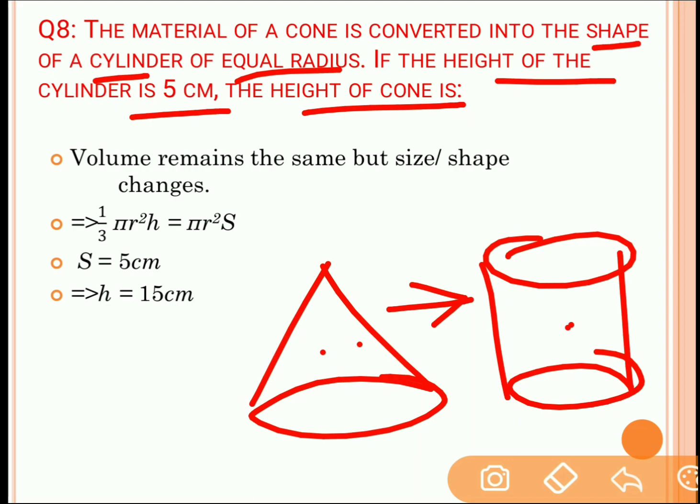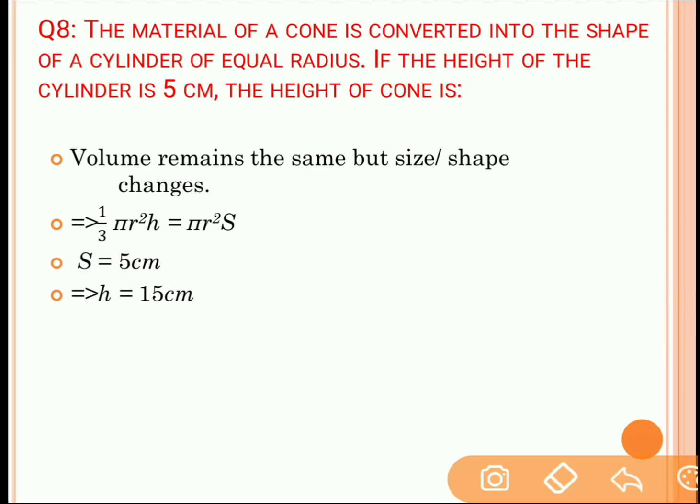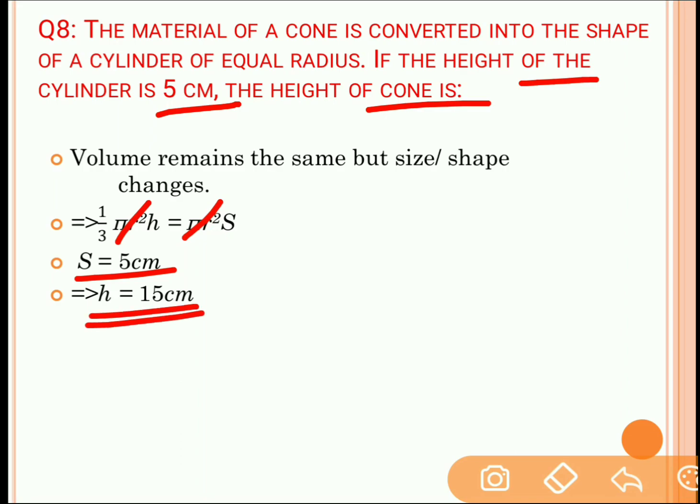Volume of the cone is 1/3 pi r square h and volume of the cylinder is pi r square h. Let's say that the height of the cone is h and the height of the cylinder is s. So 1/3 pi r square h is equal to pi r square s. Now the height of the cylinder is 5 cm, so s is equal to 5 cm. We need to find out the height of the cone. From this equation pi r square will get cancelled. So s is equal to h by 3 and therefore h will be equal to 3 times s, and so h is equal to 15 cm.